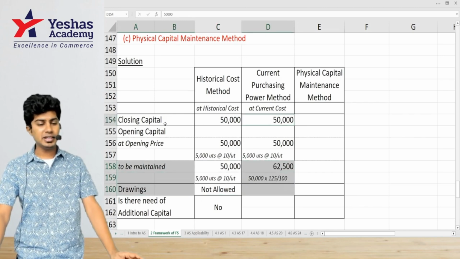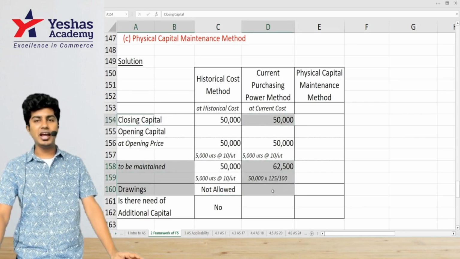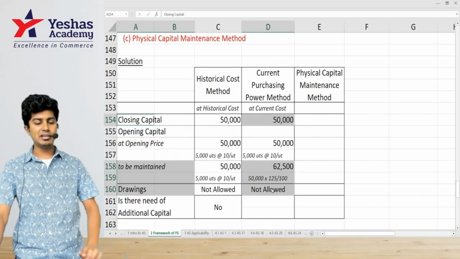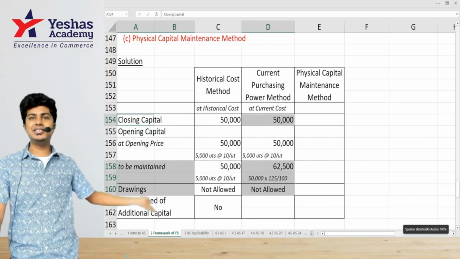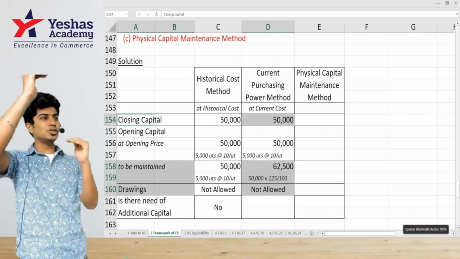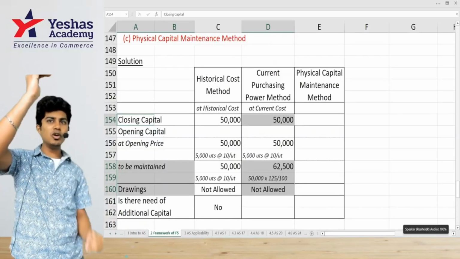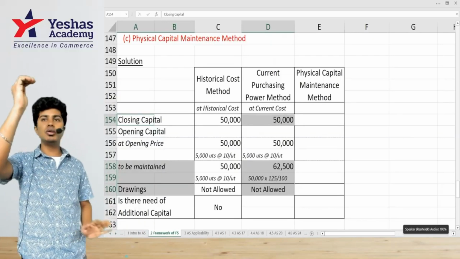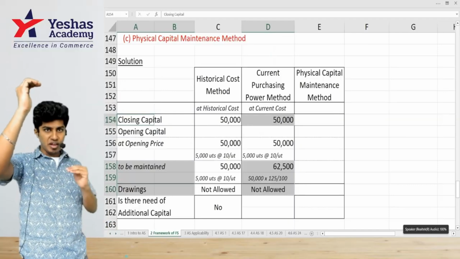62,500. Capital is at what rate? Can I withdraw anything? Why? Already there is a shortage. It should have been 62,500. It is only 50. If you withdraw, it will go further down. Can I withdraw? No drawings. No drawings. In fact, there is shortage.